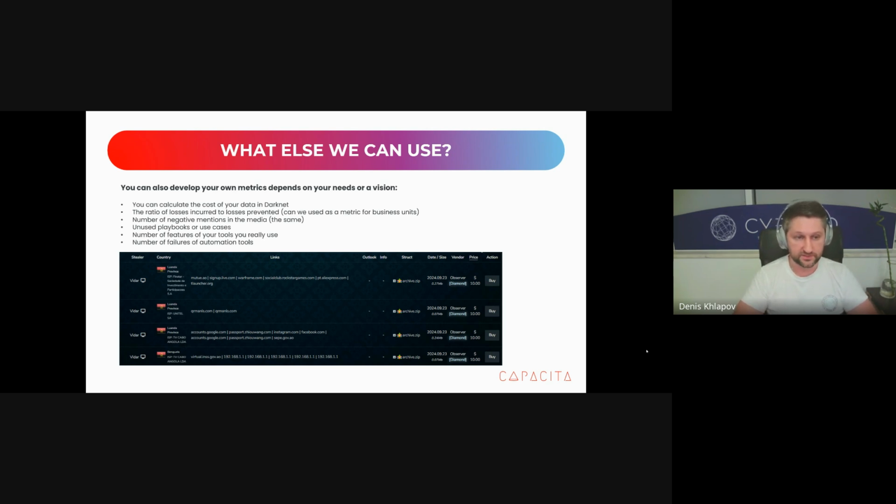And the number of failures of automation tools is actually a very interesting thing as well. And here I would also add, actually I forgot to put it on the slide, the coverage of your SIEM, of your SOC, and the availability of tools used in the SOC, because sometimes some platforms can just go down. You need to monitor even this and try to keep the resilience of your monitoring and correlation platforms. So it's important as well.